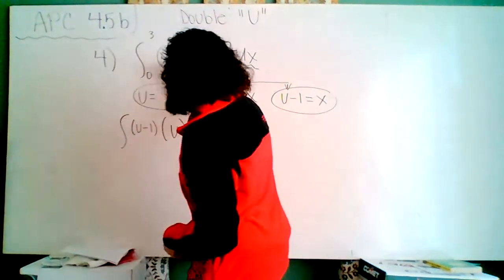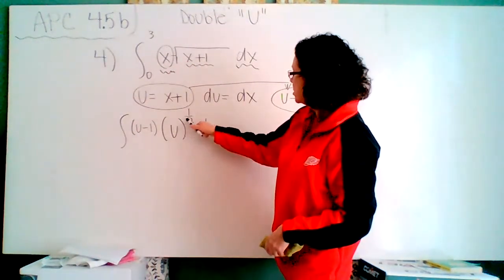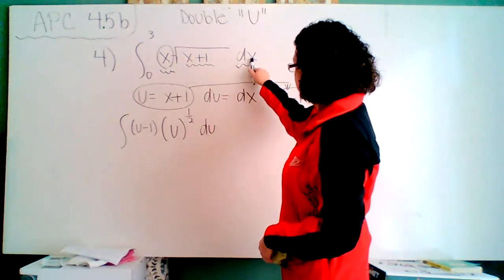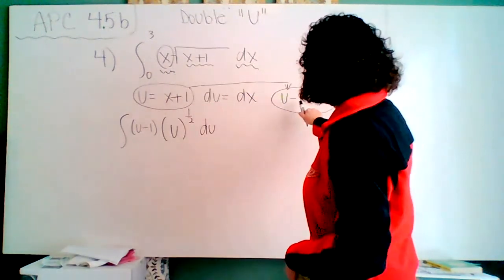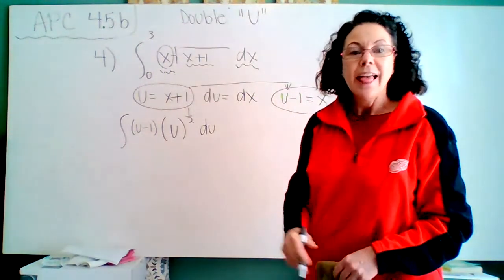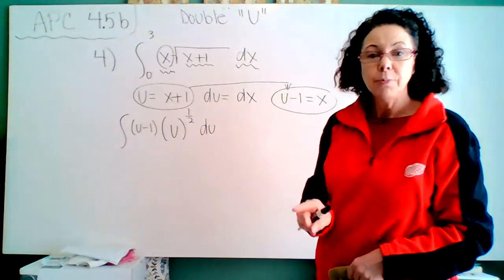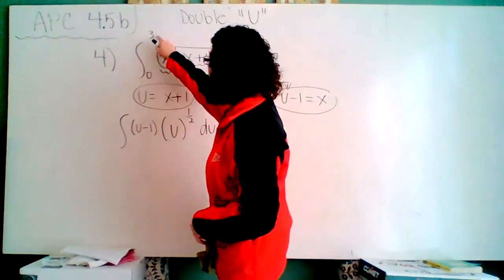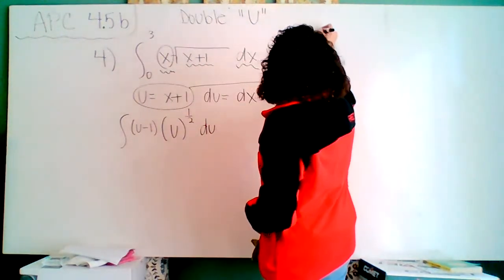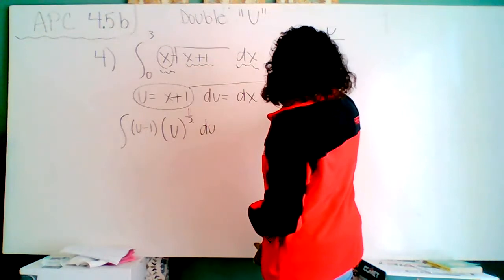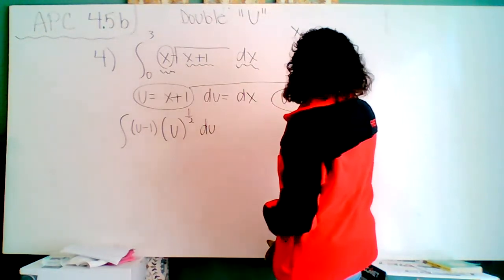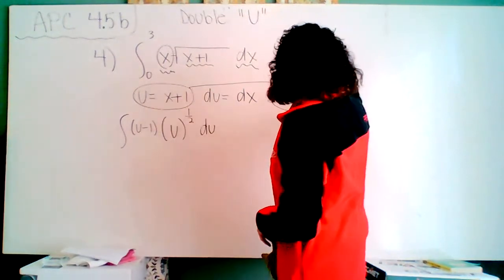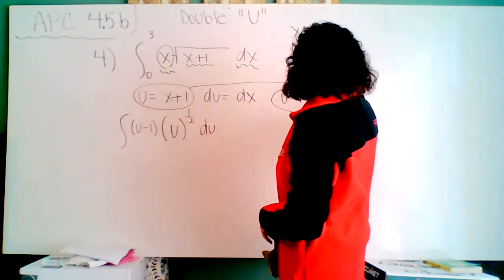Okay, so now let's take a look. u to the 1/2, du. My x I now replaced with a u minus 1. This I know how to do with a little bit of work. So I'm going to remember that my 0 and my 3 are x's, and I need to switch those. So when I put a 0 in, that would make my u 1. When I put my 3 in, that would make my u 4.